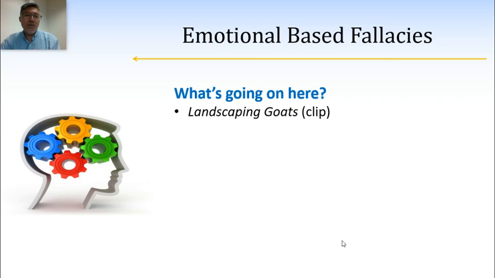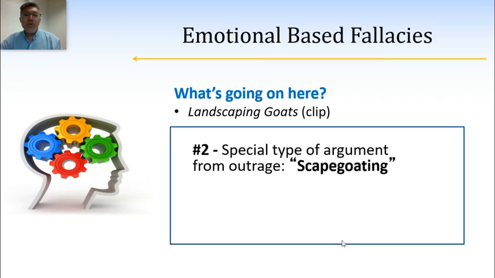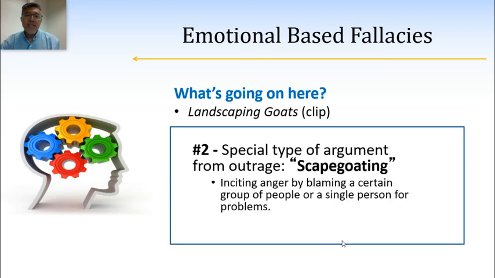The second video we saw, again dealing with the same parody, we saw Colbert deal with the issue of landscaping and poked fun at scapegoating, right? The idea that it's easy to spark outrage, it's easy to trigger people to feel outrage towards certain groups, right? So this is a special type of argument from outrage. So this is when we incite anger by blaming a certain group of people or a single person for problems.